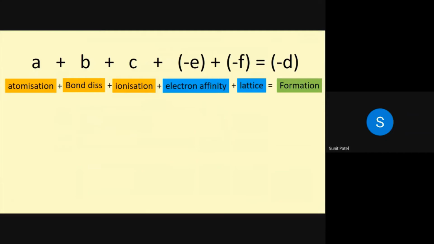I've left it as green not to cause any confusion, because that is Hess's law. So if I add up all the orange parts and the blue parts, add them all together, it equals the green part, remembering that formation is a negative value. Well, let's put this to the test. Let's have a look at the first example.